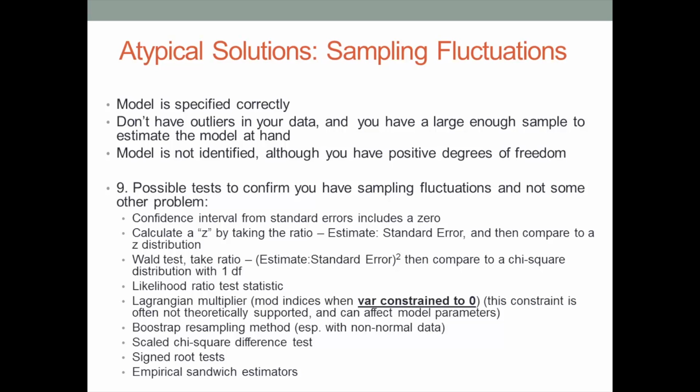But you could look and check the confidence interval, see from the standard errors and see if it includes a 0. You could calculate the Z, and you could do a Wald test. You could do this likelihood ratio test statistic. You could check the Lagrange multiplier. You could use a bootstrap resampling method. Use a scaled chi-square difference test, signed root tests, empirical sandwich estimators. These are all just complex ways of looking more in your data. And if you're going to do one of these, you want to make sure you really understand the process or talk with an expert that can help walk you through it, make sure you do it correctly.